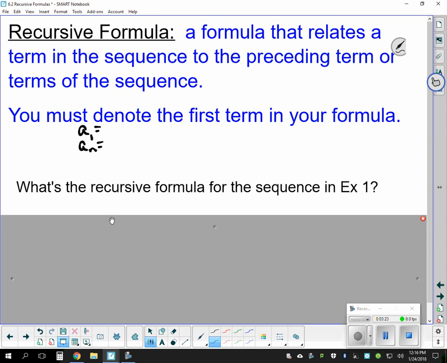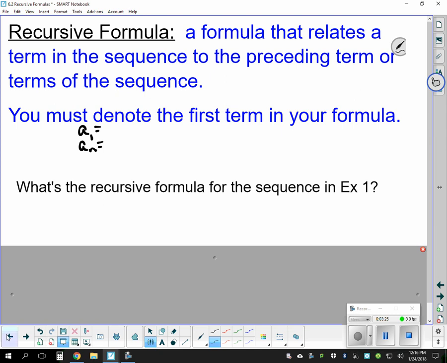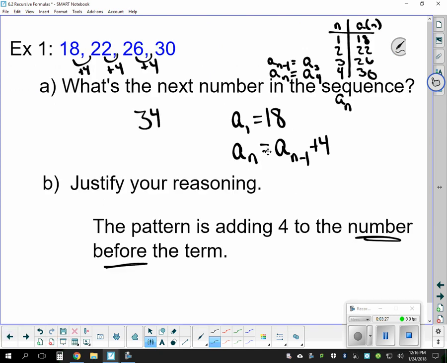So that is your recursive formula for the sequence in example 1. A sub n equals a sub n minus 1 plus 4. Whatever term you're trying to solve for, you need the term before it, and then you're going to add 4. Okay, so don't be confused by this notation. A sub n is just a term in the sequence, and a sub n minus 1 would be the term before that.